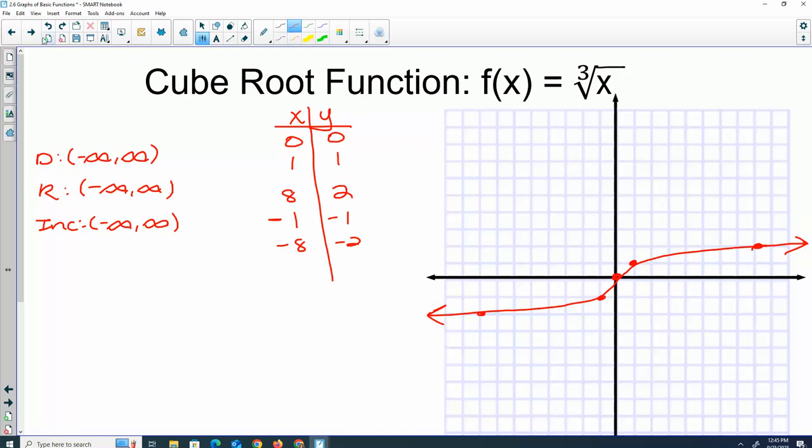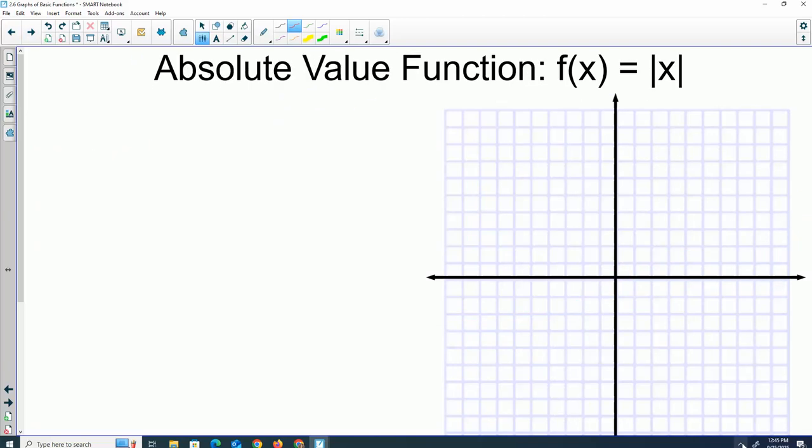Okay, I want you guys to graph this one. So get some exact points, make your table of values. Table of values, absolute value 0 is 0, absolute value just makes things positive, so 1, 1, 2, 2, negative 1, 1, negative 2, 2. So it looks like that.